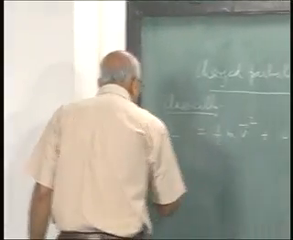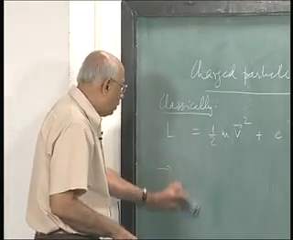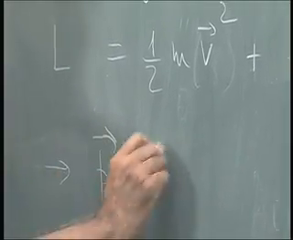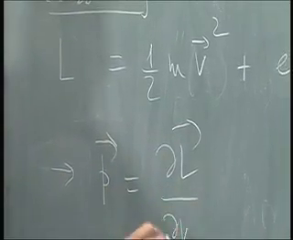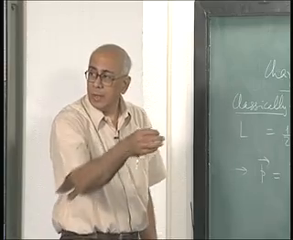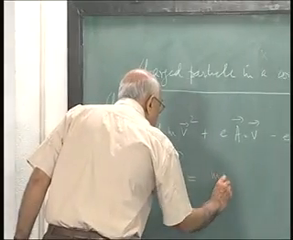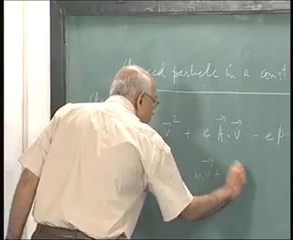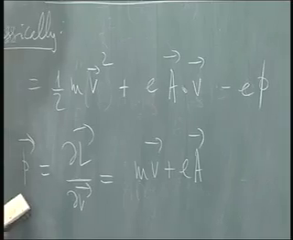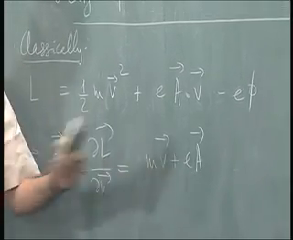And from here you would go to a Hamiltonian by going first through a momentum. The canonical momentum that you define is p equal to the derivative of the Lagrangian with respect to the generalized velocity, ∂L/∂v, and this is equal to mv plus eA. So the canonical momentum is not the mechanical momentum, it is not mass times velocity, but involves the vector potential as well.